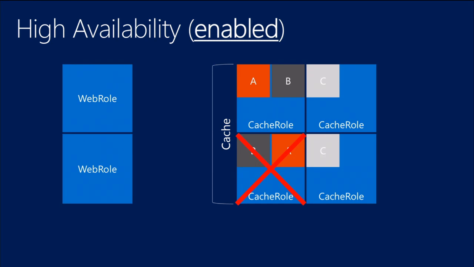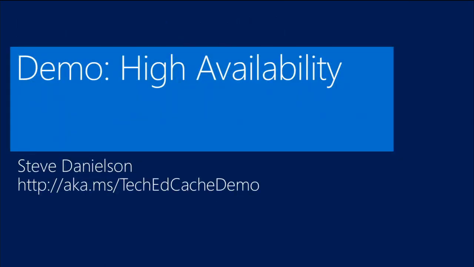Now, when you try to access the cache cluster, you still may hit an error or two as the cache runtime tries to go to where it thinks item B is, and it's not there. But when it discovers that, it'll give you the backup copy, and it'll go ahead and redistribute those items within the remaining nodes while it brings the other node back up. And so let's take a look at a demo of that.